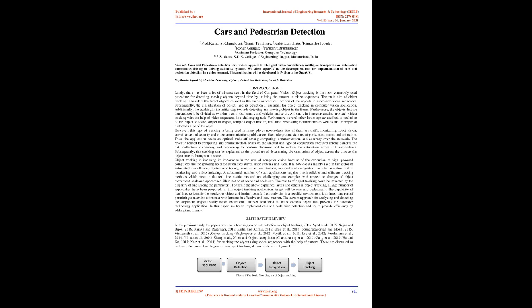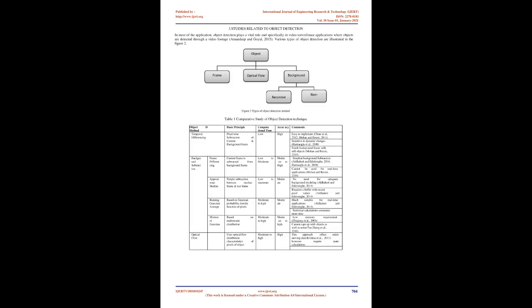A substantial number of such applications require reliable tracking methods which meet real-time restrictions, and are challenging and complex with respect to changes of object movement, scale, and appearance, illumination of the scene and occlusion. The results of tracking could be impacted by a variation in any one of the parameters. To tackle the above explained issues and others in object tracking, numerous approaches have been proposed. In this object tracking application, the targets will be cars and pedestrians.